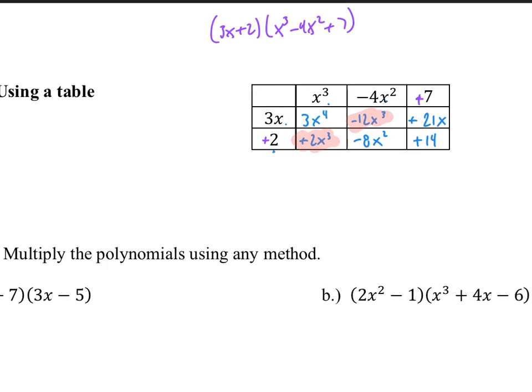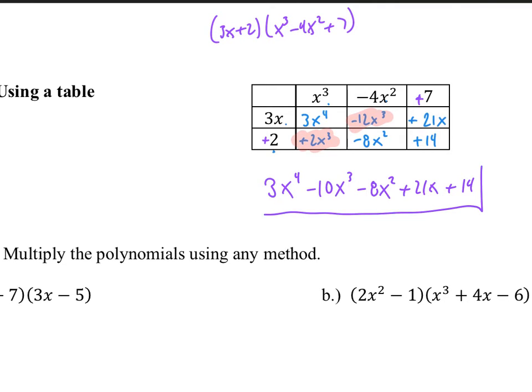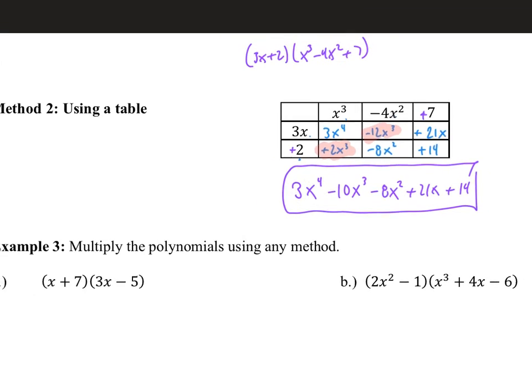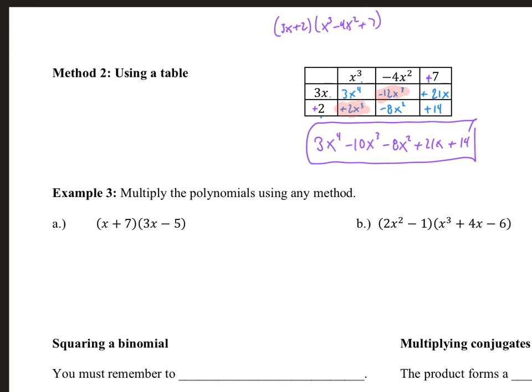I'm just writing everything out in standard form. So, oops. 3x to the 4th, and then minus 10x cubes, minus 8x squared, plus 21x's, plus 14. So that's the box method. Obviously, they both work. Just do what feels good for you. I tend to do the box method on my own.